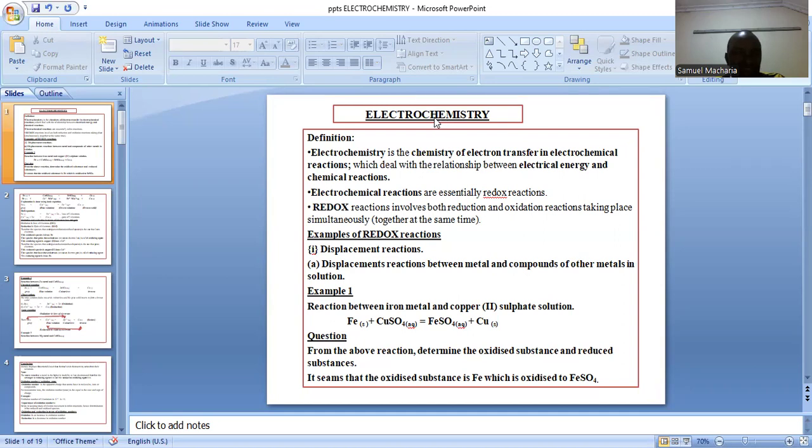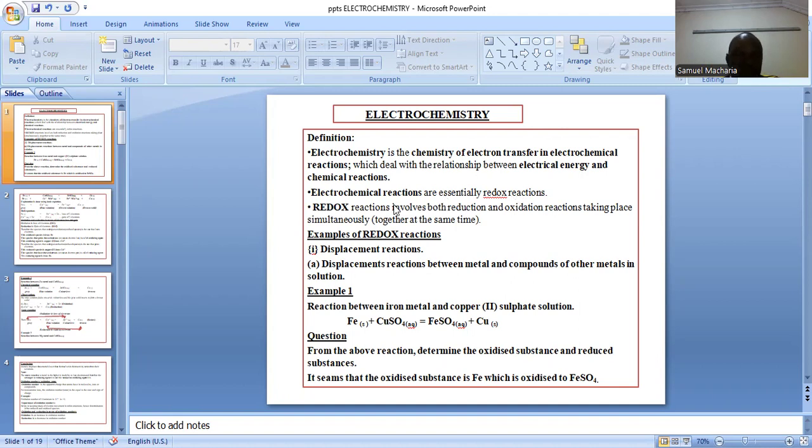When we look at the word electrochemistry, it looks like a combination of two words, that is electro and then chemistry. Therefore, the definition of electrochemistry is the chemistry of electron transfer in electrochemical reactions. Electrochemical reactions deal with the relationship between electrical energy and chemical reactions. Essentially, electrochemical reactions are redox reactions.